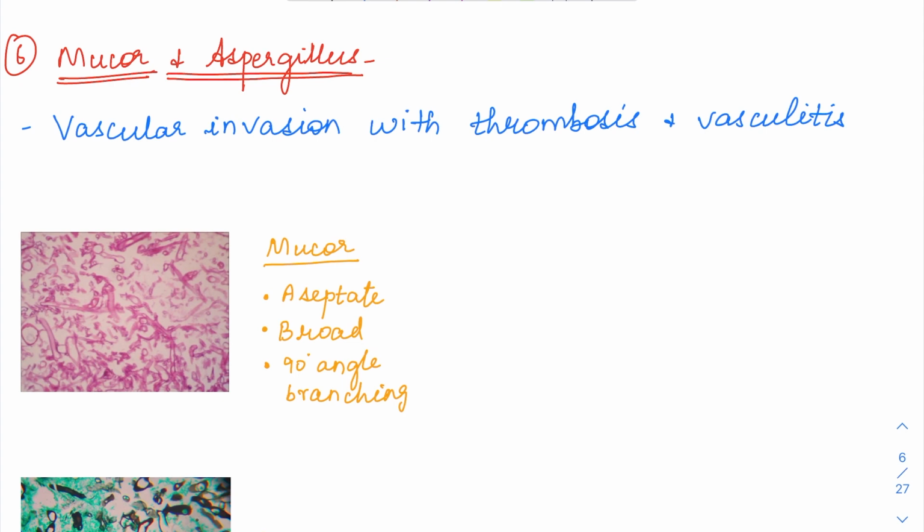Then we'll see about mucor and aspergillus. These are again fungal organisms which are known to invade the blood vessels. Since they invade the blood vessels, they are very bad and they can disseminate and even cause intracranial spread. Usually they infect the ENT, so the nasal sinuses can be affected, and from there it can reach the brain easily. Even during COVID times, we had lots of cases of mucor and aspergillus because of immunocompromised status.